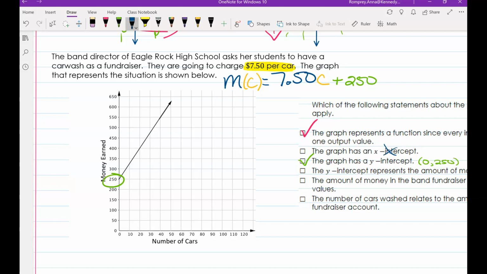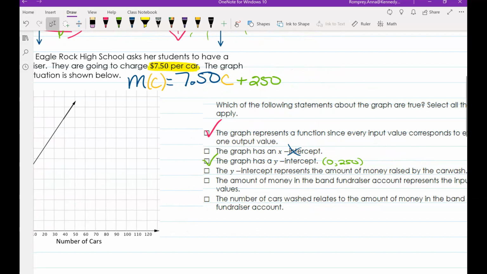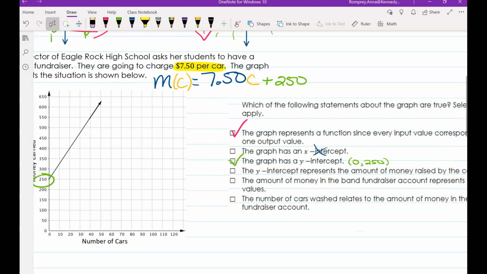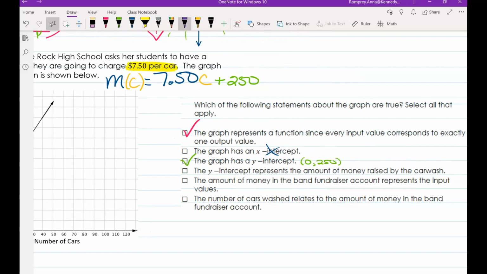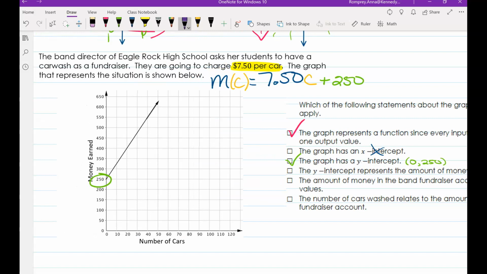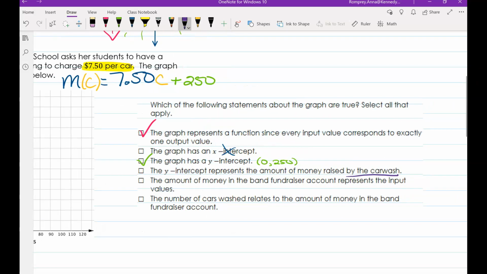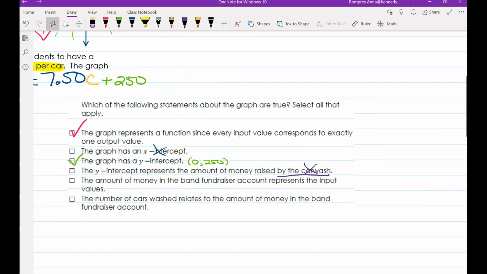So the y-intercept represents the amount of money raised by the car wash. So does that $250 represent the amount of money raised by the car wash? This is key. Raised by the car wash. Again, we have 0 cars. So does $250 represent money raised by the car wash? No, that's money we already had or somebody donated along the way. That's not money raised by the car wash. We already have that. So no, it does not.